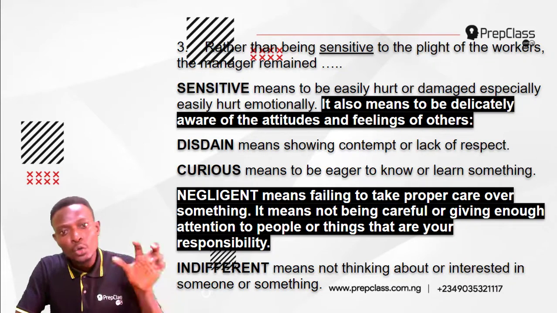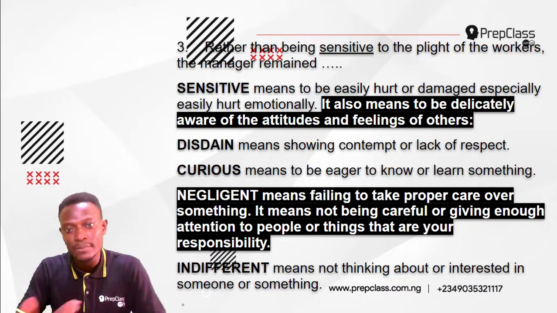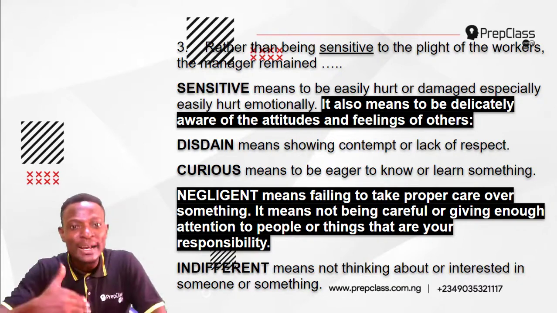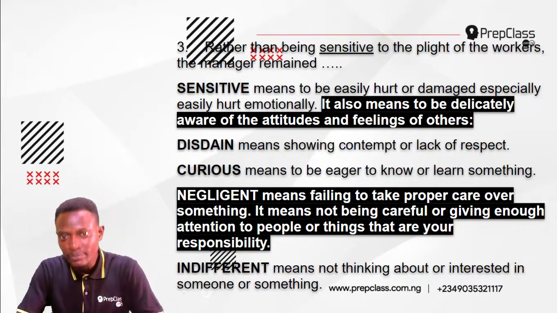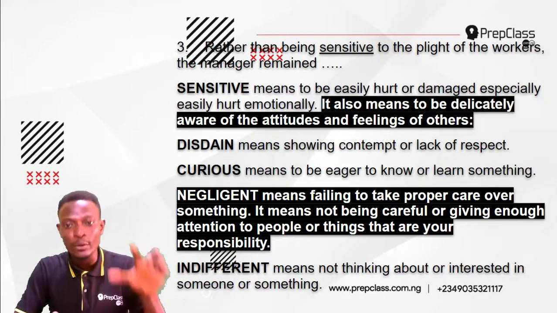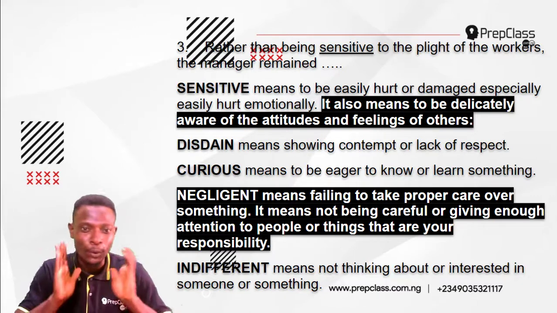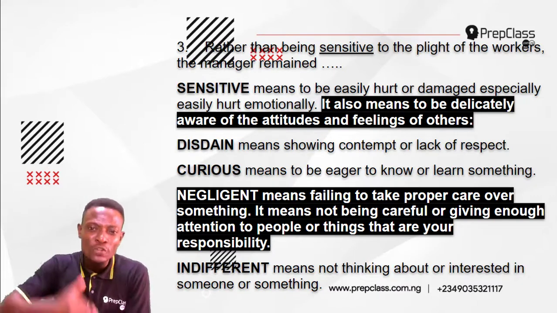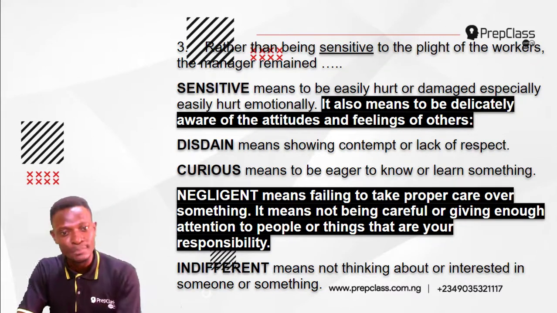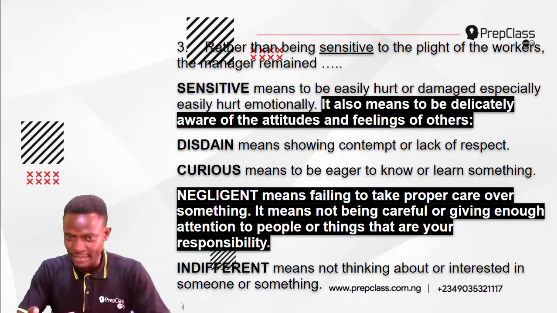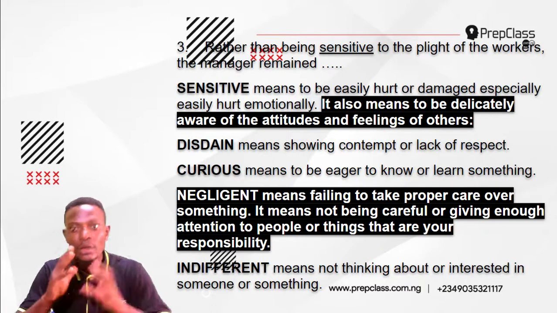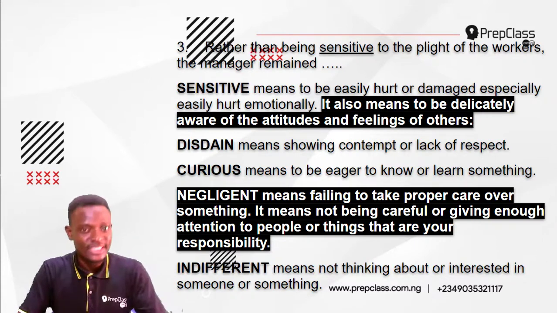Option B, curious. Curious means to be eager to know or learn something. Option C, negligent. Negligent means failing to take proper care over something. It means not being careful or giving enough attention to people or things that are your responsibility. Now, indifferent means not thinking about or interested in someone or something. The answer to this question is option C, negligent.